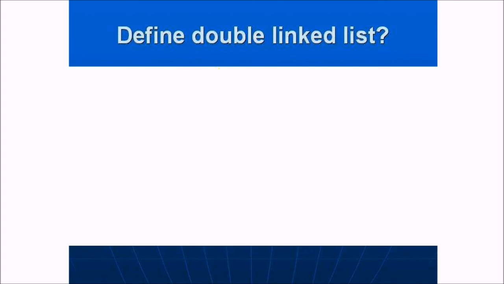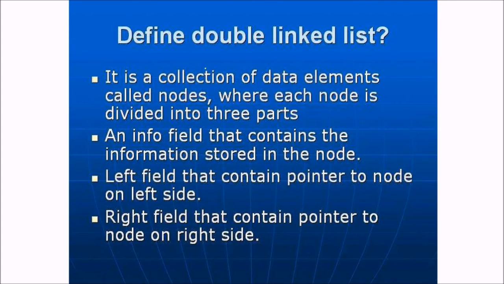Define the doubly linked list. It is again a collection of data elements called nodes, where each node is divided into three parts. What are these three parts? First is the info field that contains the information stored in the node, that is the data. The left field contains the pointer to the node on the left side. This node again will have three parts. And the right field contains the pointer to the node on the right side. This will also contain three parts. This is the doubly linked list.